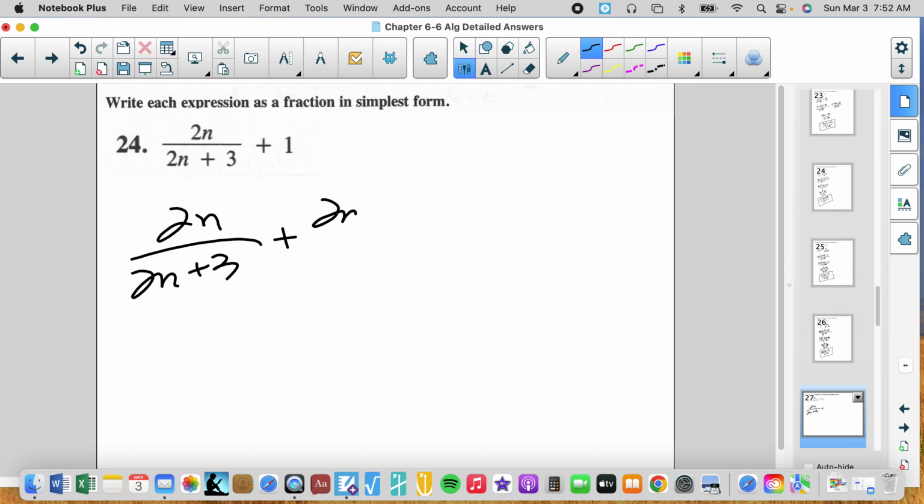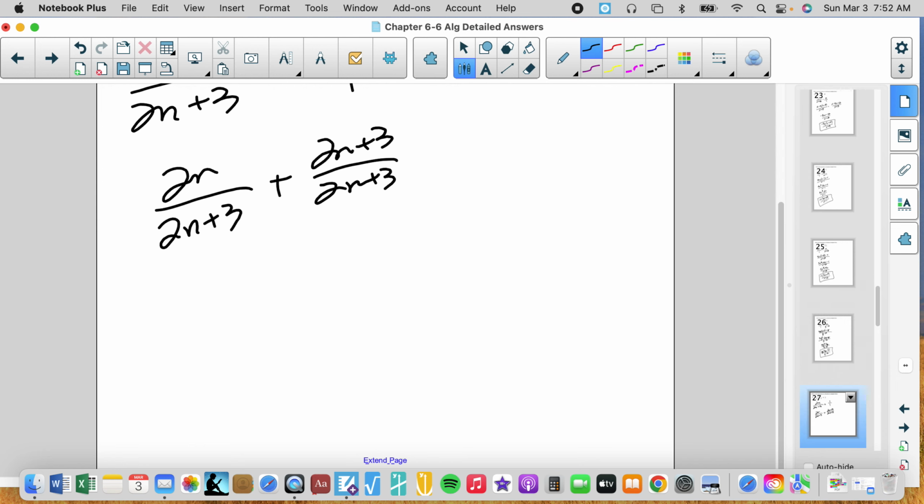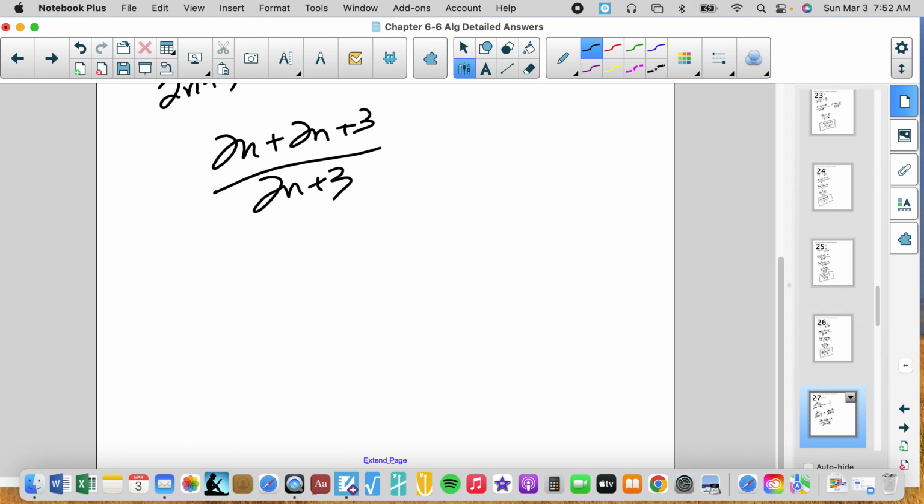This is a good one. So if 2n plus 3 is my common denominator, what is that as a value of 1? Yeah, it's 2n plus 3 over 2n plus 3. That's a good one. I like that. 2n plus 2n plus 3 over 2n plus 3. 4n plus 3 over 2n plus 3.